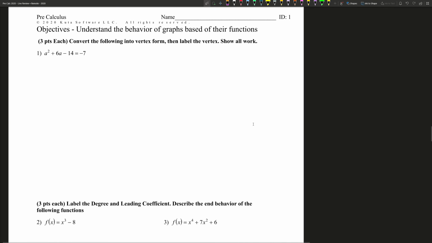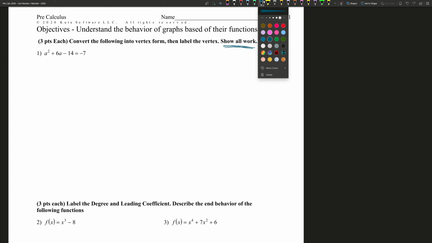Again, this was actually going to be a test that I was going to give you, but I just pulled it out of the rotation, and we're going to do it now. The first question on everyone's test will be: convert the following into vertex form, then label the vertex, show all work. This show all work here is important. Please be sure to do that, especially when you're explaining it, because I'm going to be grading you based off your explanation of this stuff.